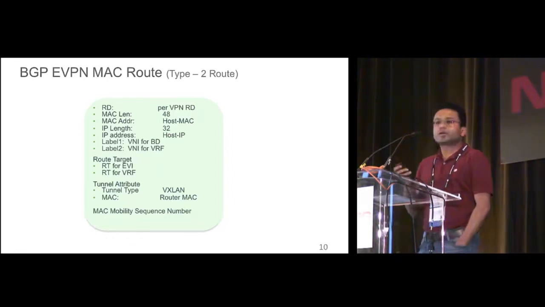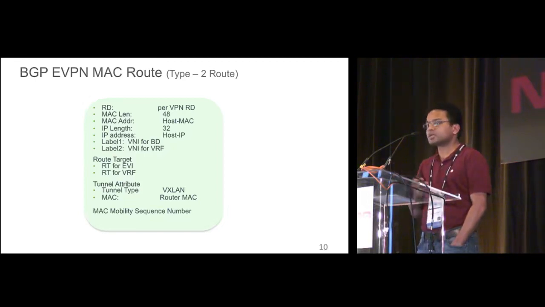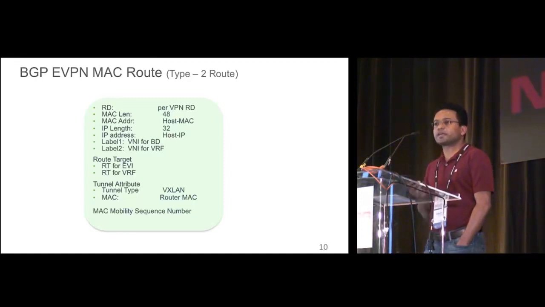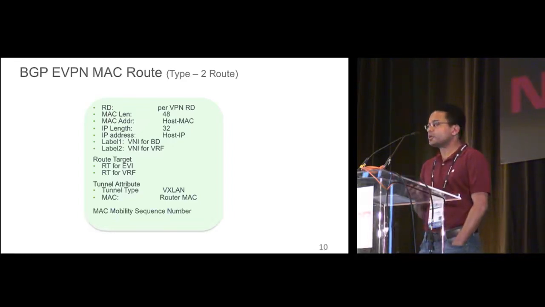And then the route targets, the extended community, the BGP well-known extended community, which is basically used for EVI or VRF. So basically, if the MAC is attached to that RT, it's used for bridging, and if it's under the VRF, it's used for routing. Then the tunnel attributes. For this case, we are looking at VXLAN, but this tunnel type can be anything like NVGRE or MPLS over GRE. Any of the options are supported.